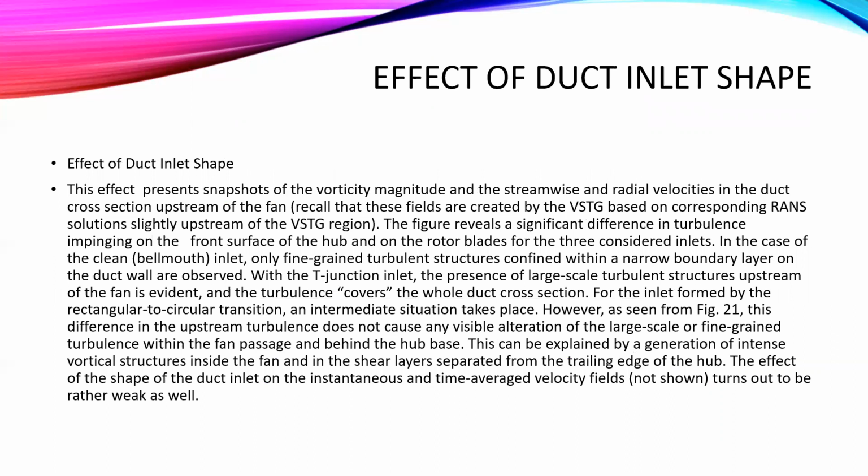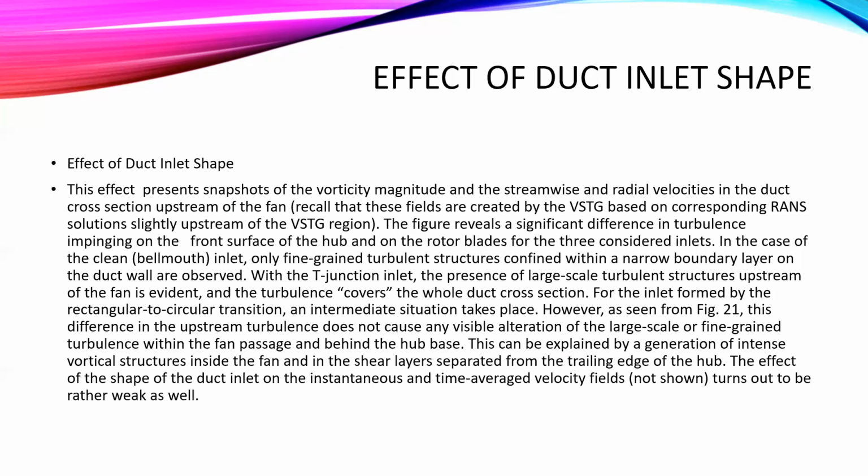And coming to the effect of duct inlet shape. This presents snapshots of the vorticity magnitude and the streamwise and radial velocities in the duct cross section upstream of the fan. Recall these fields are created by the VSTG-based RANS solution. The figure reveals significant differences in the turbulence impinging on the front surface of the hub and on the rotor blades for the three considered inlets.